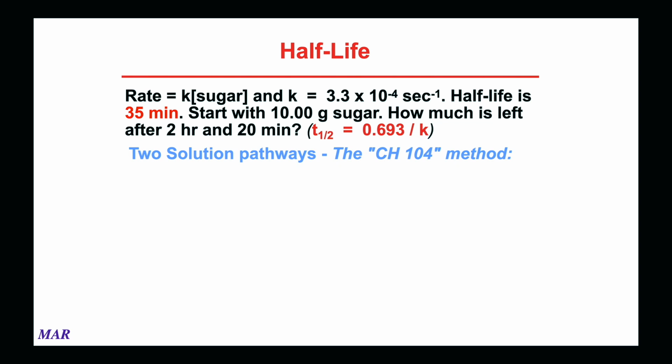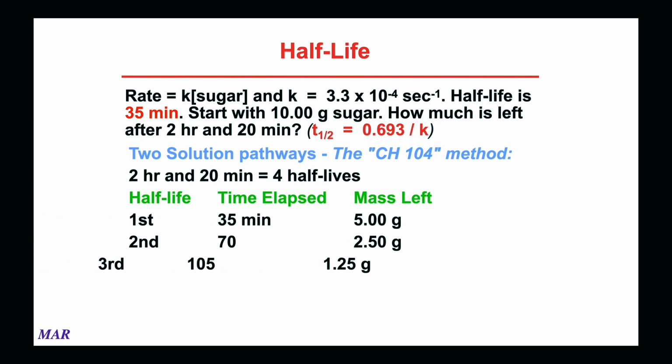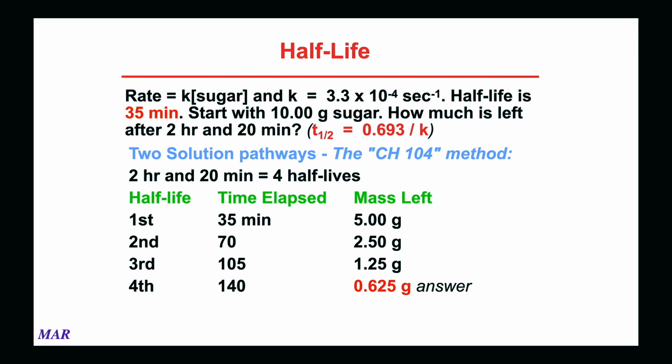Well, in Chem 104, what we would do is we'd try and figure out the time elapsed, and the time elapsed will be equal to some integral multiple of 35 minutes. So 35 times 1, 35 times 2, something like that. If you figure out 2 hours is 120 minutes, 120 plus 20, 140. 140 minutes divided by 35 is 4. So that means 4 half-lives have passed in this problem. So after 1 half-life, you're down to half the quantity, which would be 5 grams, and that would be 35 minutes. And then 2 half-lives, 70 minutes, you'd be down to 2.50 grams. Third half-life, fourth half-life, you're at 140 minutes, 0.625 grams is the answer.